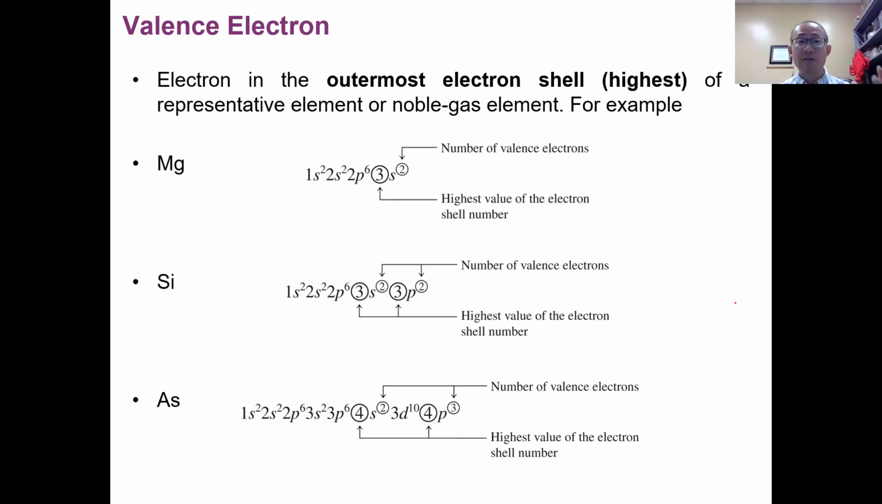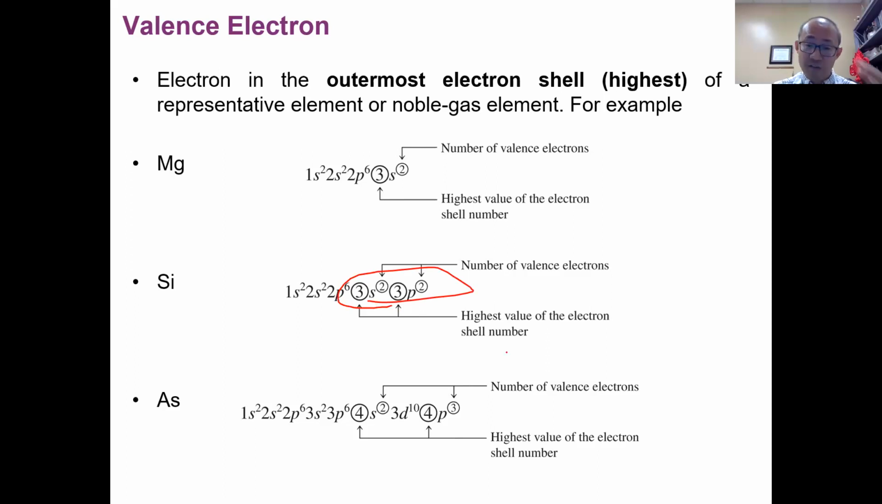Especially, like I said, for representative elements, group 1 through 7A, and noble gas elements, their highest energy level electrons are called the valence electrons. Here you can see 3 electron configurations: magnesium, silicon, and arsenic. For magnesium, the highest energy level is 3, so those 2 electrons in the third level are the valence electrons for magnesium. Silicon, the highest energy level is 3. The 4 electrons in the highest energy level are the valence electrons for silicon.